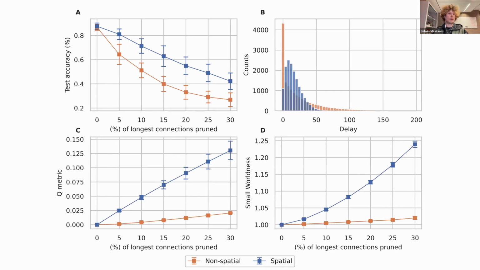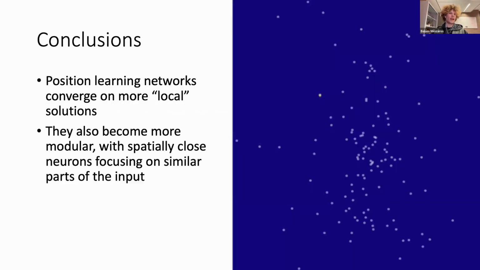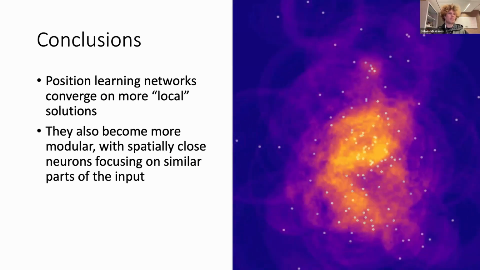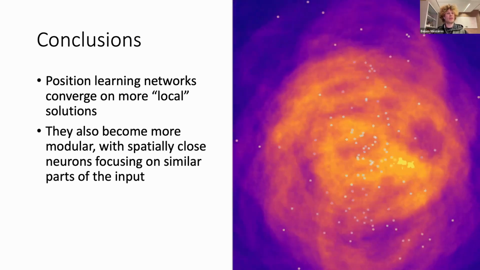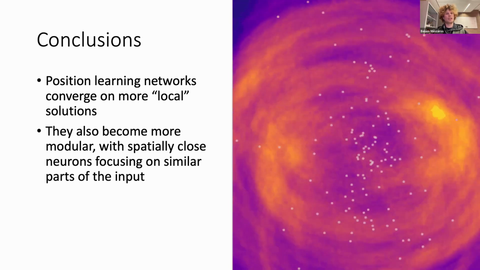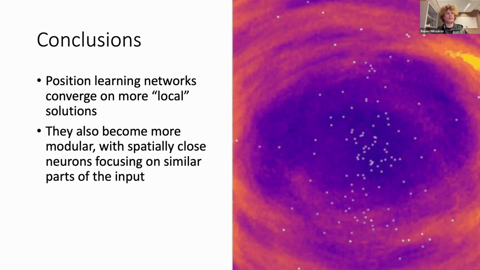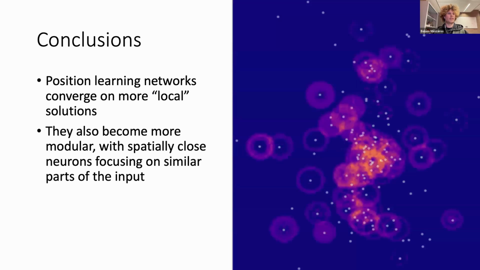And not surprisingly, when we perform a delay length-based pruning, then the modularity and small worldness increase much more in the position learning networks. And so as a conclusion, I'd say these two things: that position learning networks converge on more local solutions, and they also become more modular, with spatially close neurons focusing on similar parts of the input.